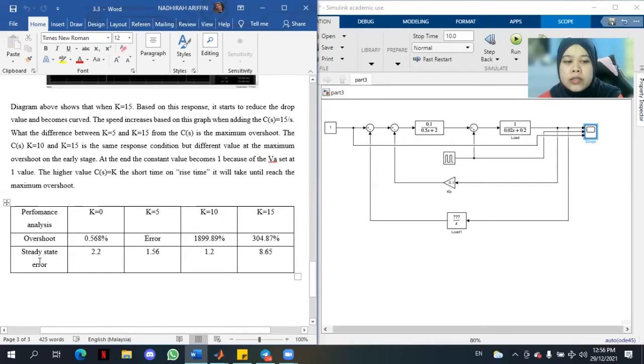For the steady state error, K equal to 0 is 2.2, K equal to 5 is 1.56, K equal to 10 is 1.2, and last, K equal to 15 is 8.65.